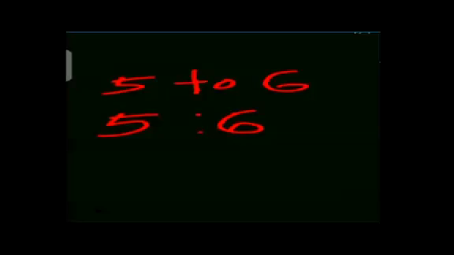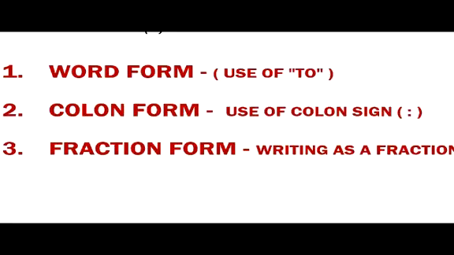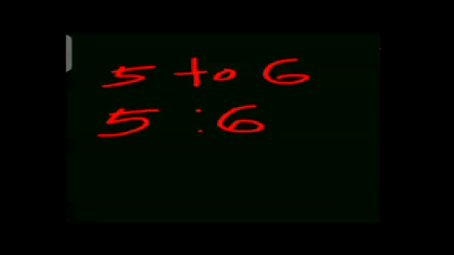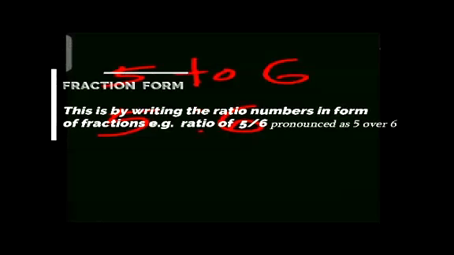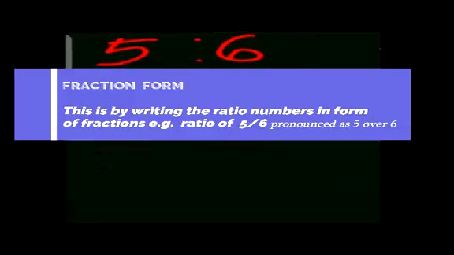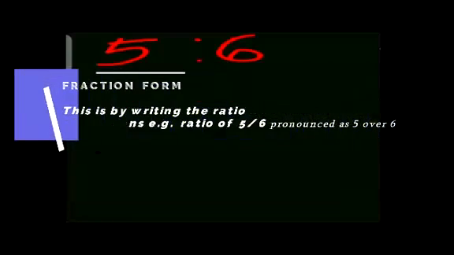5 colon 6. The third way by which ratios can be written is in fractional form. Don't forget, a fraction is also a ratio. So if you write a ratio in fractional form, we write 5/6. This actually means 5:6. That means the first number goes to the numerator of the fraction, while the second number goes to the denominator of the fraction.